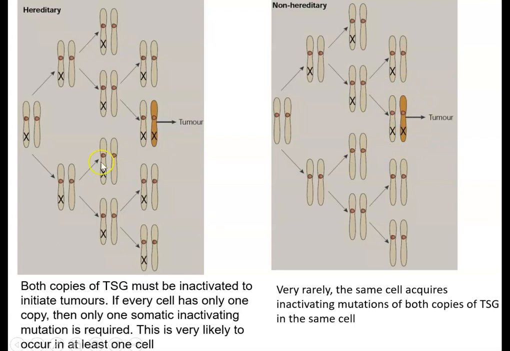Now what we find is that if a person is born with this mutation in every single cell, then this is very, very likely to happen. It's going to happen in almost every patient. However, if a patient is born normal for RB1, this event of two mutations in the same cell is incredibly rare, and in retinoblastoma it's about 1 in 30,000 live births.